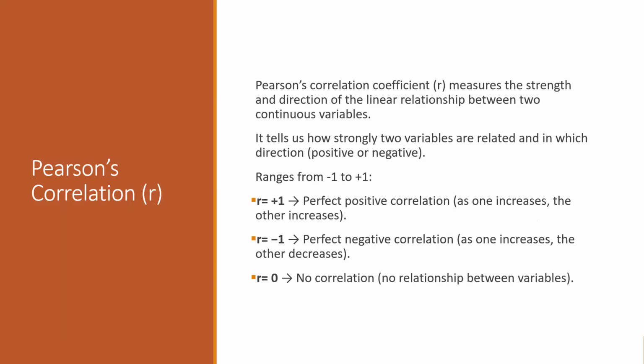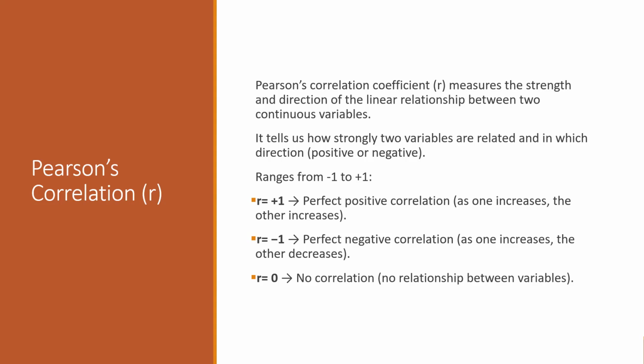So now we come to Pearson's correlation, also known as R. Pearson's correlation coefficient R measures the strength and direction of a linear relationship between two continuous variables. It tells us how strongly two variables are related and in which direction, positive or negative, they are going. It ranges from -1 to +1.